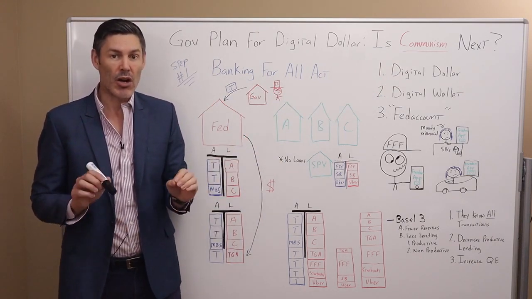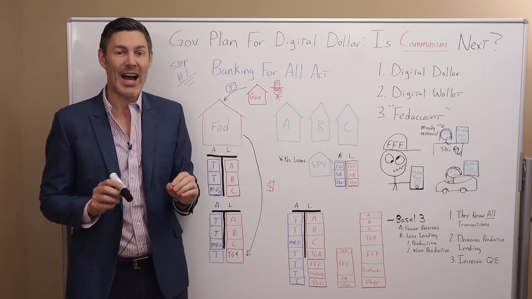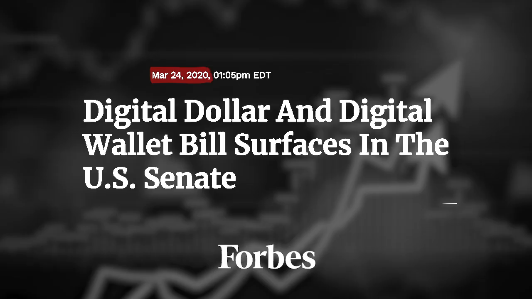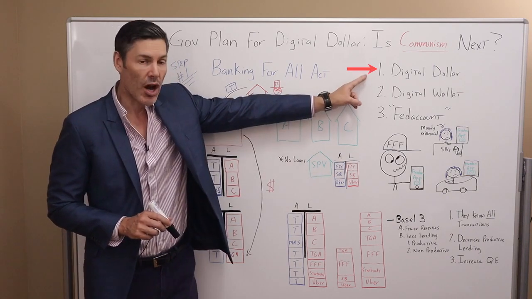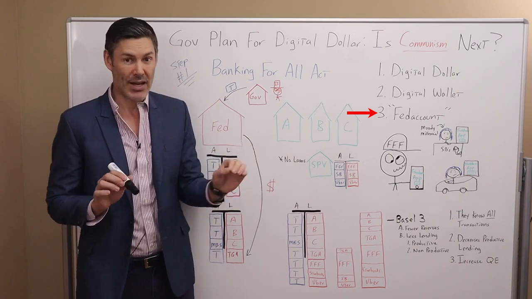Step number 1, it all starts with the Banking for All Act. This was introduced right at the height of the cerveza sickness in March of 2020. Probably no coincidence there. And it outlines their objectives for a digital dollar, a digital wallet, and a Fed account.